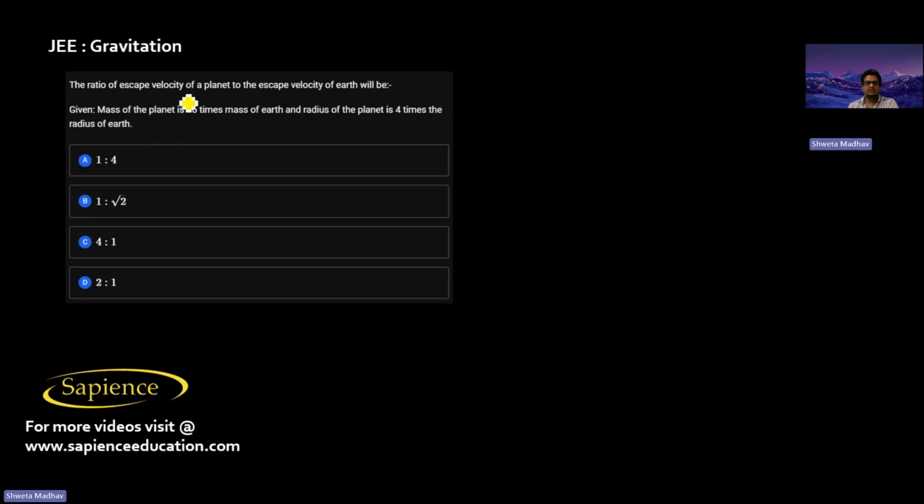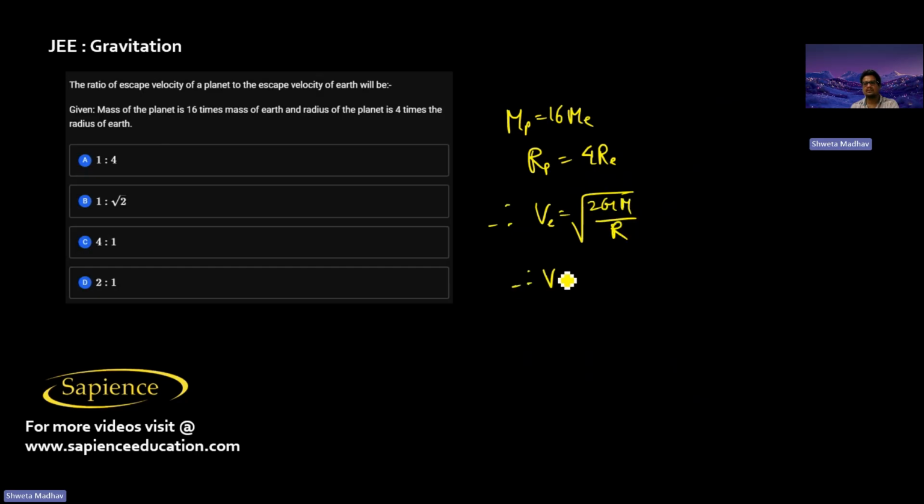Then it is told to find the ratio of escape velocity of a planet to the escape velocity of Earth, given that the mass of that planet is 16 times the mass of Earth and the radius of that planet is 4 times the radius of Earth. The escape velocity on the surface of Earth is root of 2GM by R. So the escape velocity is directly proportional to the square root of M by R. So the ratio of escape velocity of that planet to the escape velocity on the Earth, Vp by Ve, has been asked.